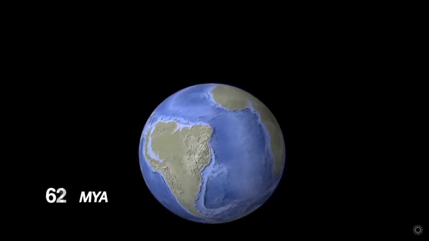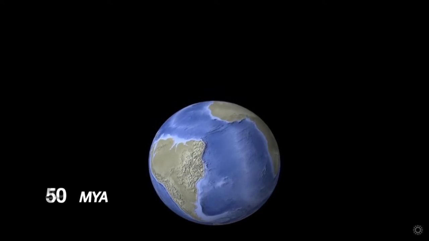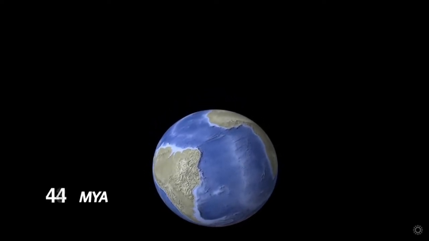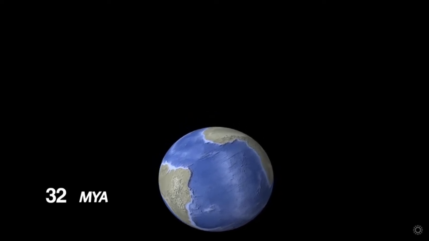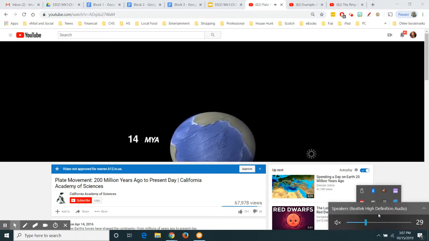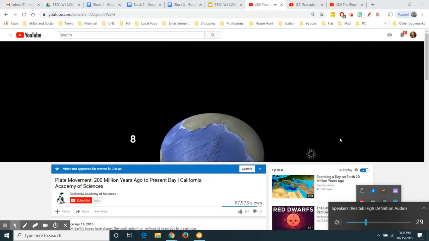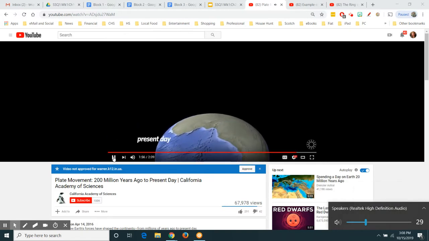The process seems smooth and stately from this perspective, but most of the plate's motion takes place in a series of adjustments we call earthquakes. Sometimes minute, sometimes monumental, these events shaped the landscape we recognize today. 5, 4, 3, 2, 1, present day.